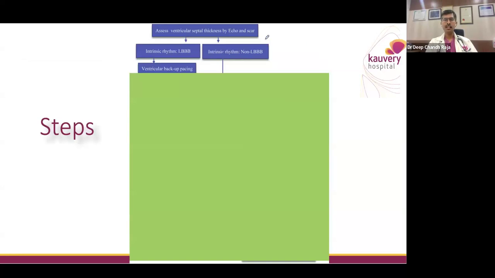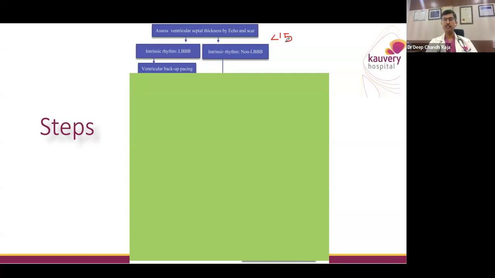The first thing, even before taking the patient on table, we would like to assess the patient's echocardiography to see how thick the interventricular septum is. It could be the normal thickness, less than 15 mm, or it could be much more, like a 20 millimeter basal interventricular septum. We understand that in a lot of patients with systemic hypertension, the basal septum tends to get hypertrophied. The basal septum is where we need to get into the left bundle branch.